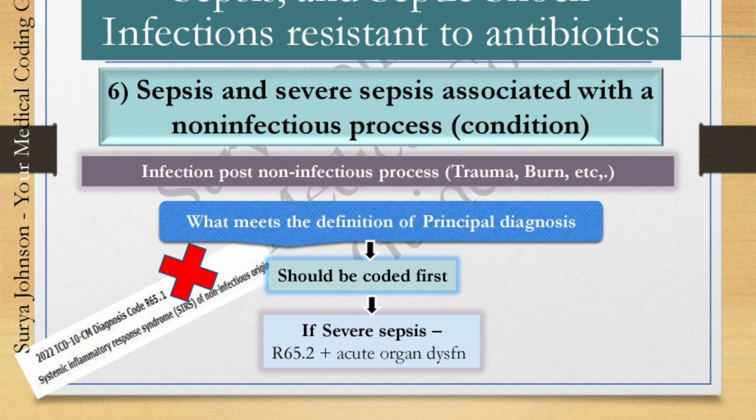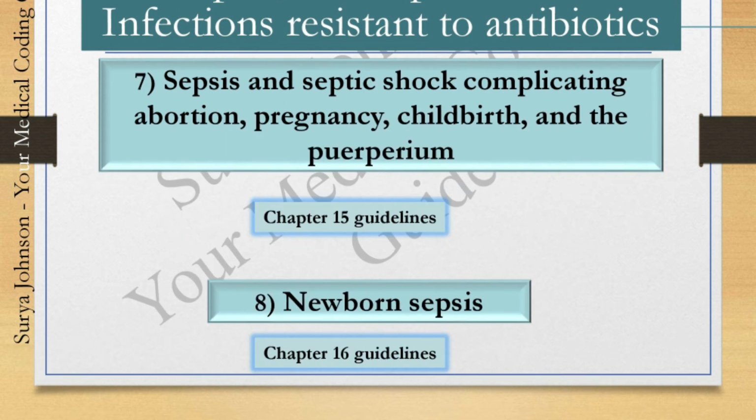Is the treatment pertaining to the injury or the burn? Then we will be coding that injury, trauma, or burn as a principal diagnosis, followed by the sepsis and severe sepsis codes. Or if the treatment is pertaining to the sepsis or severe sepsis, you will be coding that as the principal. And then in severe sepsis cases, you will be adding R65.2 along with an acute organ dysfunction.